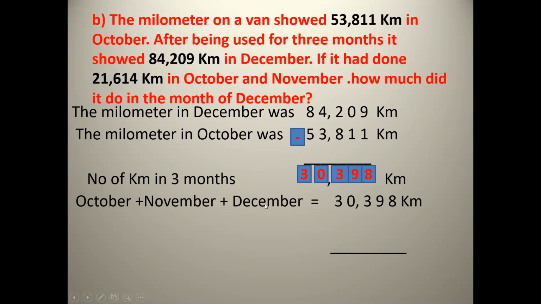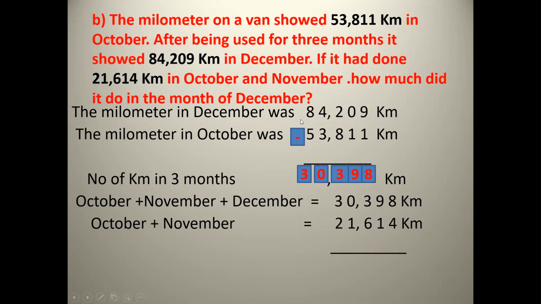In October, November, December, 30,398 kilometers. We have October and November here. Look here, in October and November, 21,614. So if you subtract October and November from these 3 months, we can find how many kilometers in the month of December. So start subtract here.